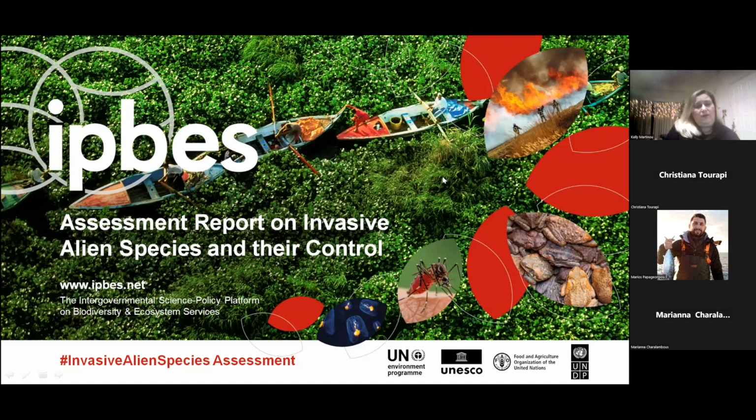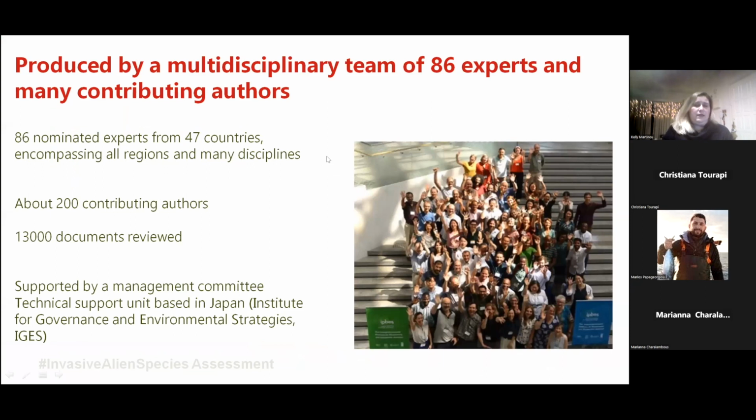I'm going to tell you now a few things about the assessment report. I was one of the 86 nominated experts from 47 countries. We did this global assessment, and we had the help, luckily, of 200 contributing authors, a few of whom are from our group here in Cyprus. I'm very proud of the young scientists who helped me. We reviewed 13,000 documents in total, and we were supported by a technical support unit in Japan, which was great in supporting all the work we were doing regarding the assessment.